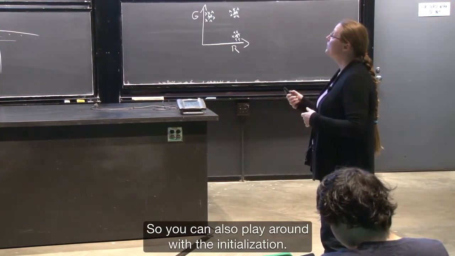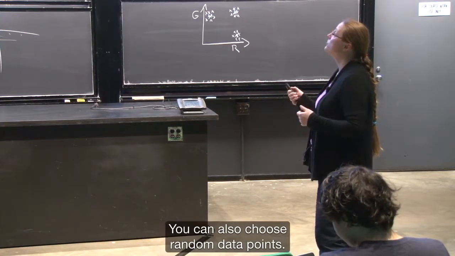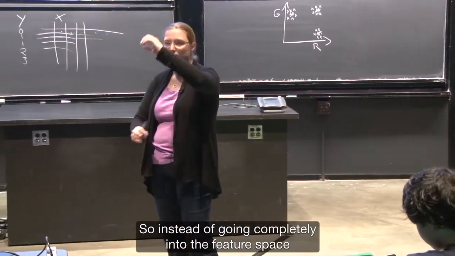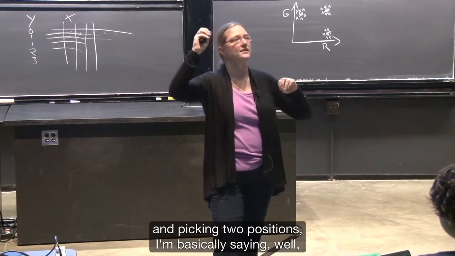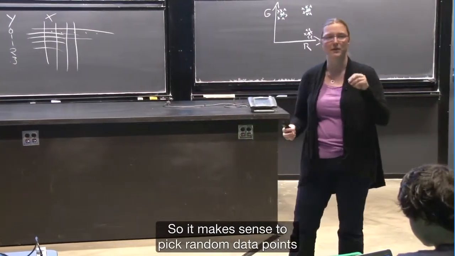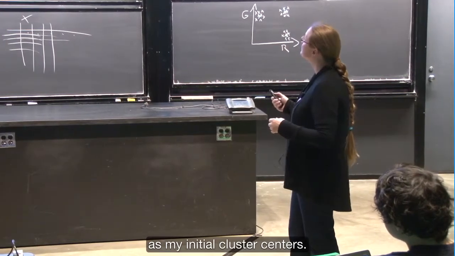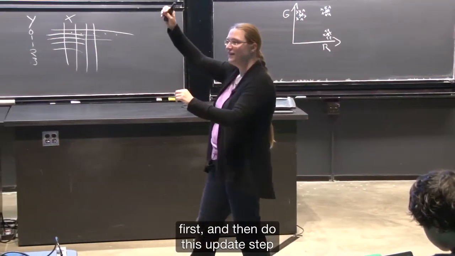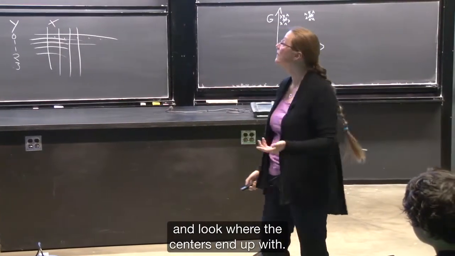So you can also play around with the initialization. So we set random positions. You can also choose random data points, right? So instead of going completely into the feature space and picking 2 positions, I'm basically saying, well, the points have to belong to a cluster, so it makes sense to pick random data points as my initial cluster centers. You can also do random cluster assignment to data points first, and then do this update step and look where the centers end up.